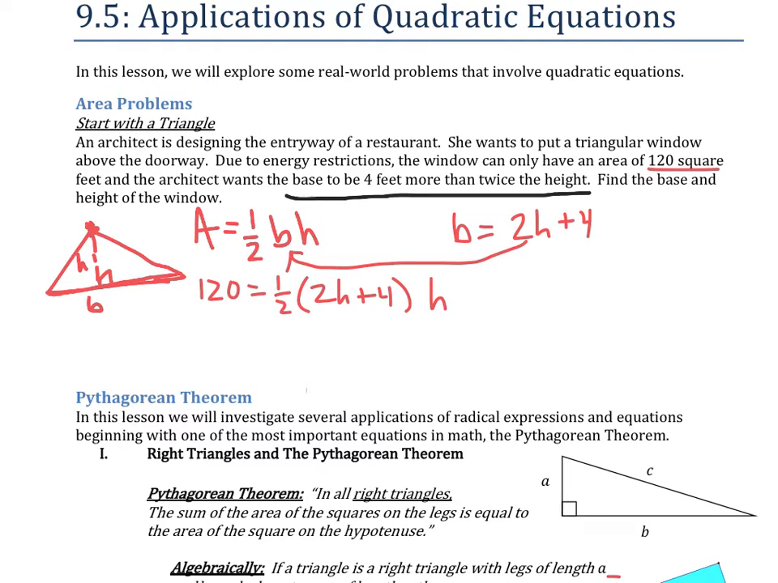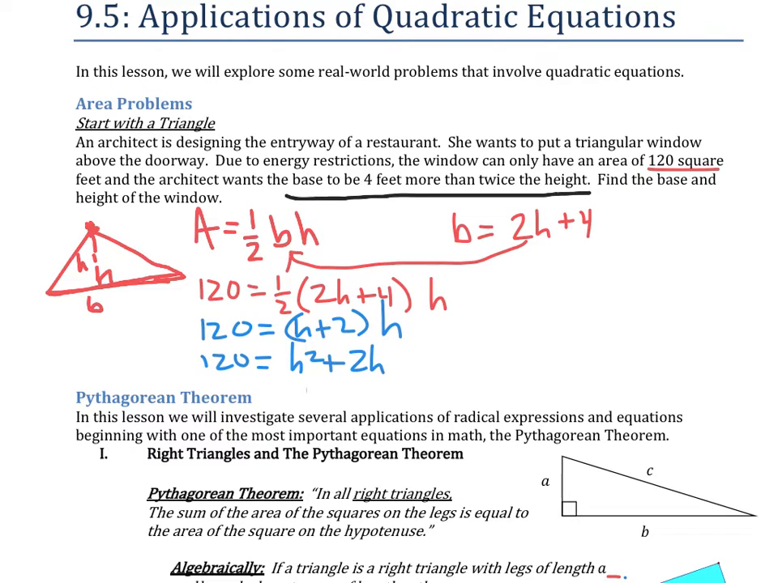And now we got an equation that only has one variable, and that's good. Now we can solve this equation. So we got to distribute. Let's clean this right side up. If we distribute the 1/2, we get h plus 2. Now careful, we got to keep the parentheses still because we got h here. Now if we distribute this h, we got h squared plus 2h.